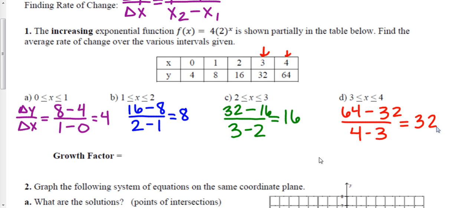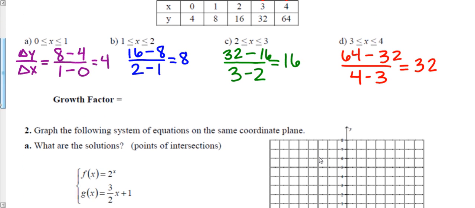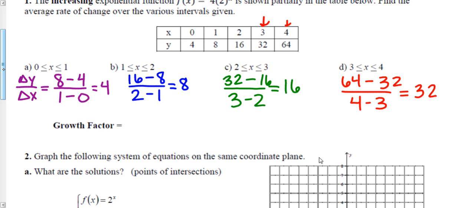Now the next thing that it asks about is the growth factor. The growth factor is how much we multiply by in each interval, from 0 to 1, 1 to 2, 2 to 3, 3 to 4. So from 0 to 1, I had a growth factor of times 2. From 1 to 2, a growth factor of times 2. And that's what we have from 2 to 3, a growth factor of times 2, and so on.